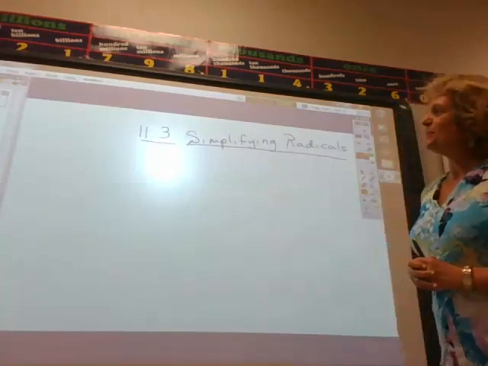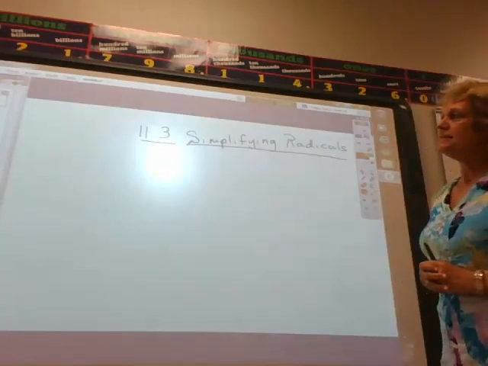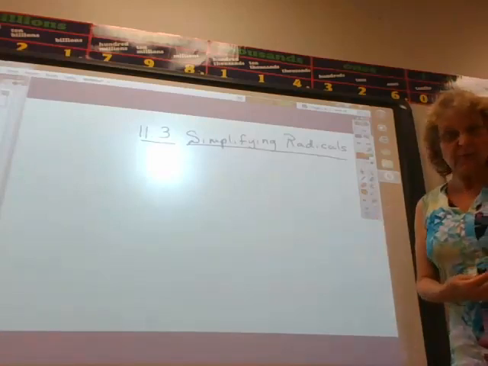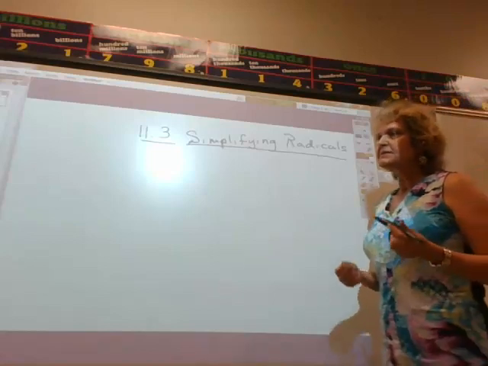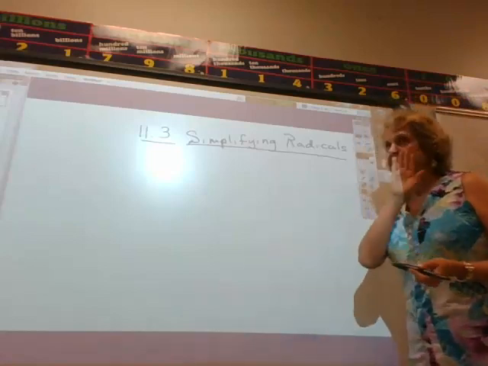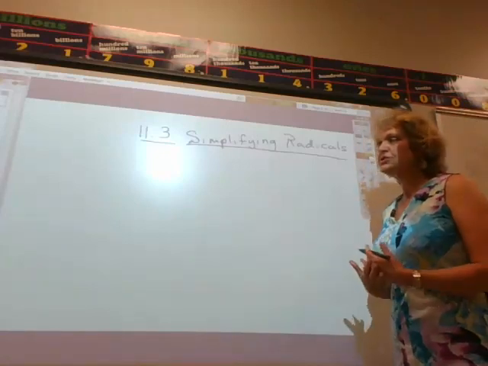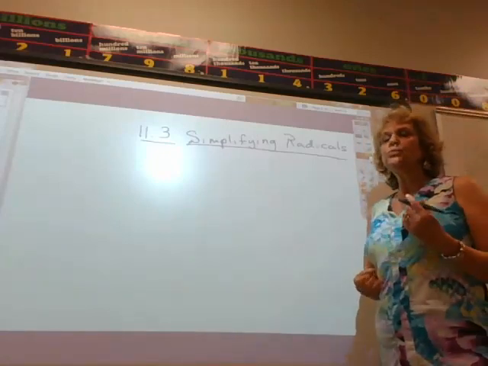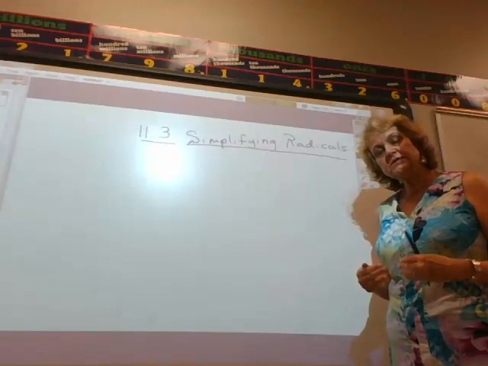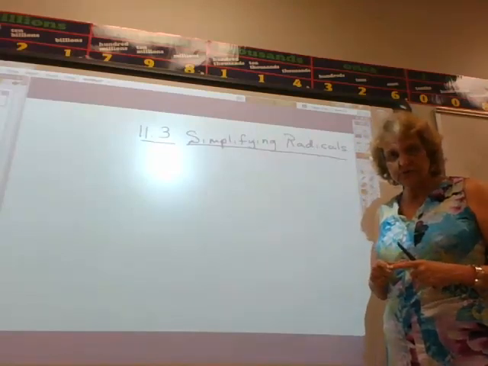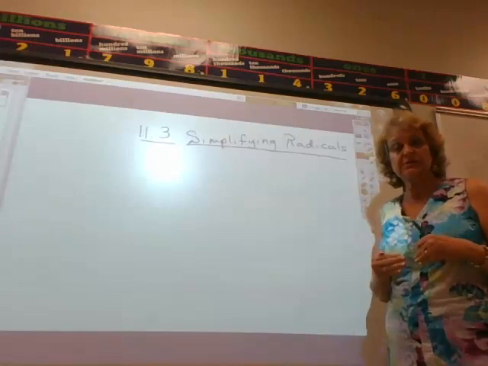Hey everybody, we are going to attempt 11.3 today. Now this lesson is on simplifying radicals. Sometimes you're given a radical that you could approximate with a calculator, but other times you're told to simplify, and what you're trying to do is pull out from underneath the radical any perfect square factors, right? And then take the square root of that part.